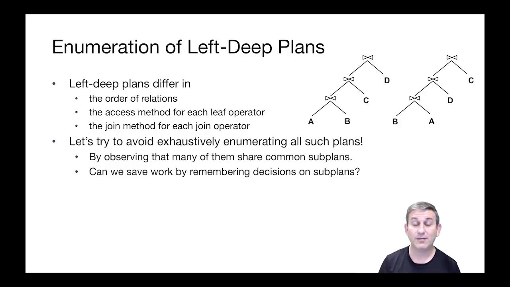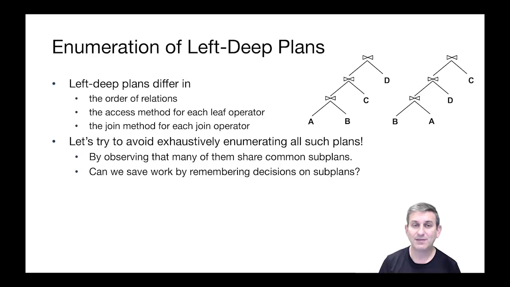Now we're ready to talk about searching through the plan space by enumerating the left-deep plans. Notice that the left-deep plans differ in only three ways. They differ in the order of the relations. Looking at the leaves of the trees on the right-hand side here, we can see that the order of the letters is different, but the shape of the tree will always be the same. So they differ in only the order of the relations.